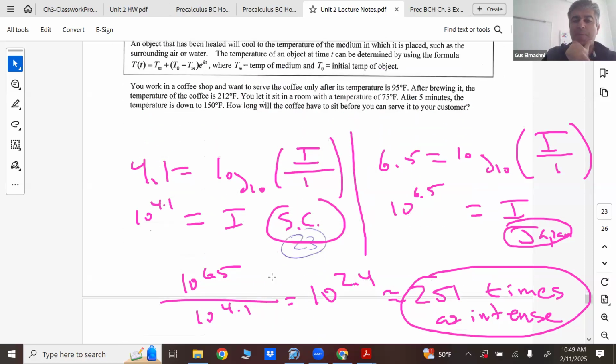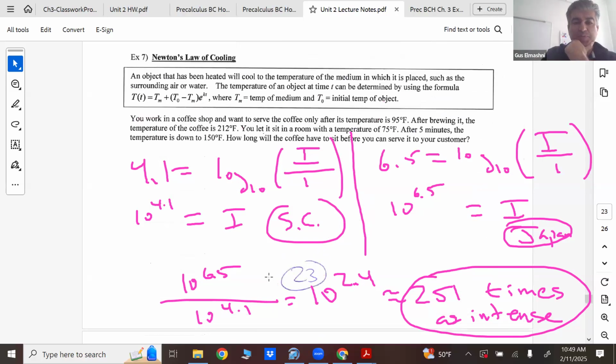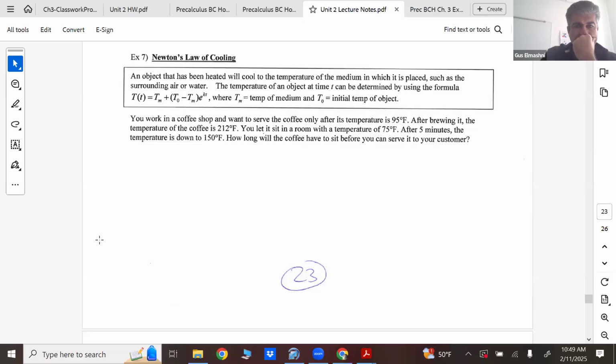All right, so let's look at another word problem here. This is a really good one. You have some liquid that is at a certain temperature. It starts at 212, and you'll serve it when it's down to 95 degrees. The room temperature is 75 degrees. You hold it for 5 minutes, and it goes down to 150. So how long do we have to wait before you can serve it to your customer?